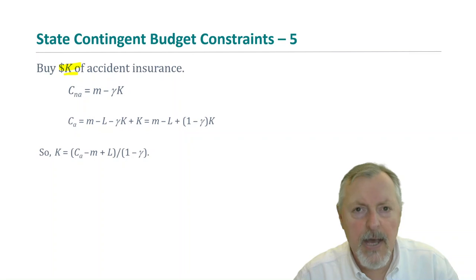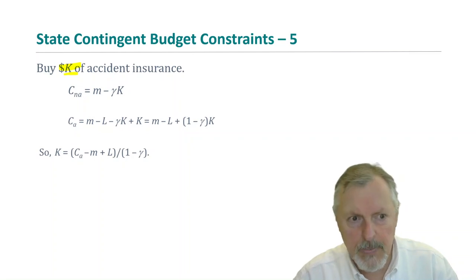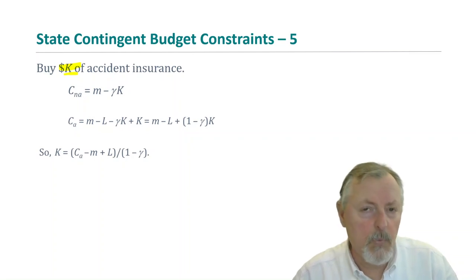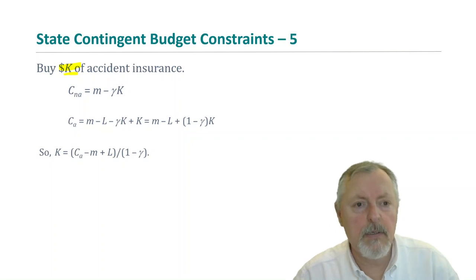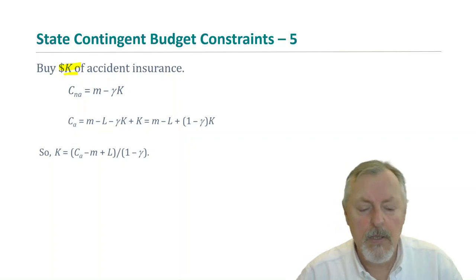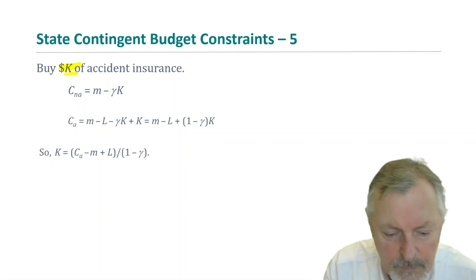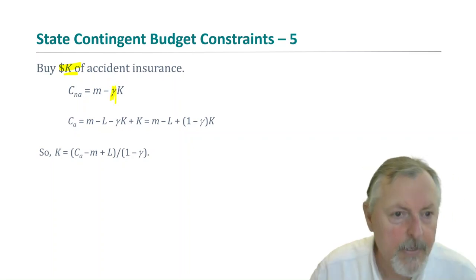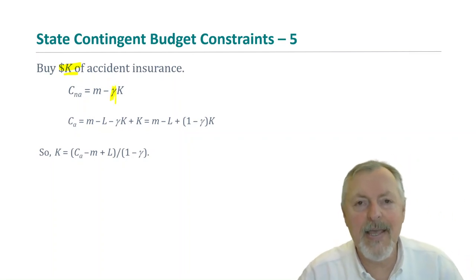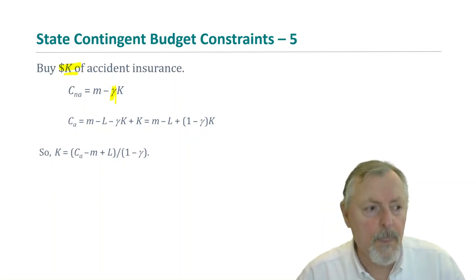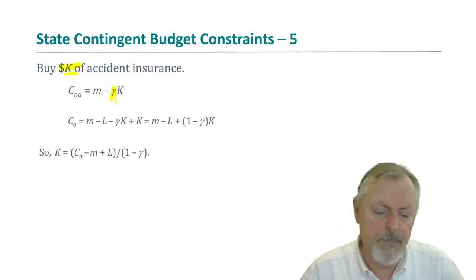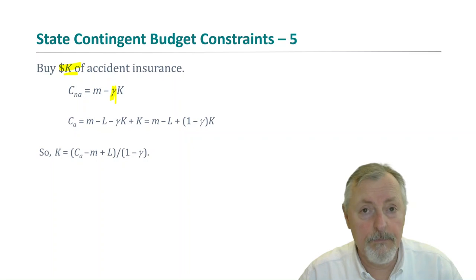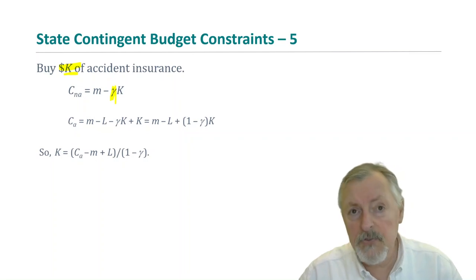Well, that means if you buy $1 million worth of insurance, your premium would be 0.1 times a million, $100,000. Whatever that fraction is, that coefficient, is a lowercase gamma. So let's say your gamma is 0.05. Well, you want to buy $100 worth of insurance. It would cost you 0.05 times 100. It would cost you $5 premium.